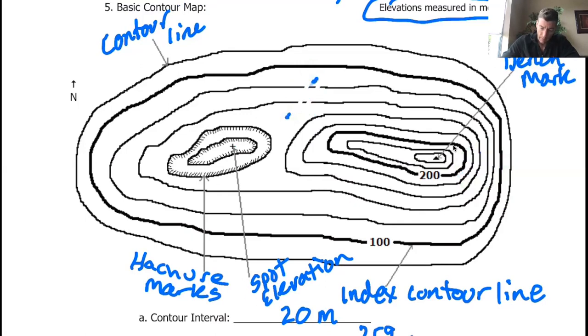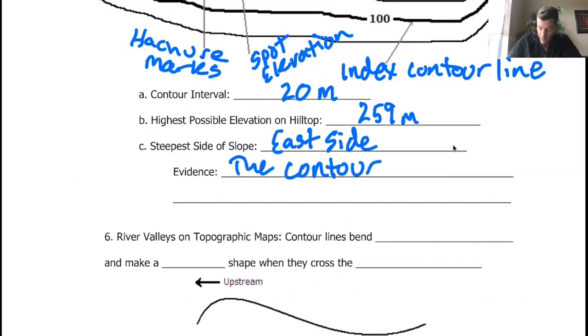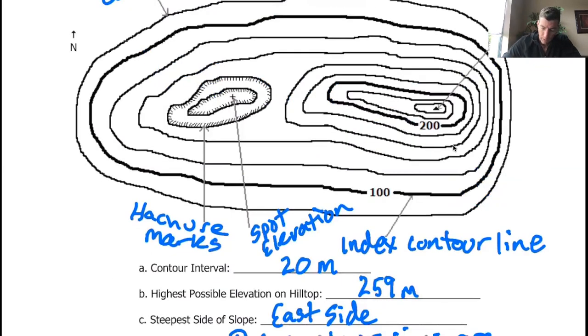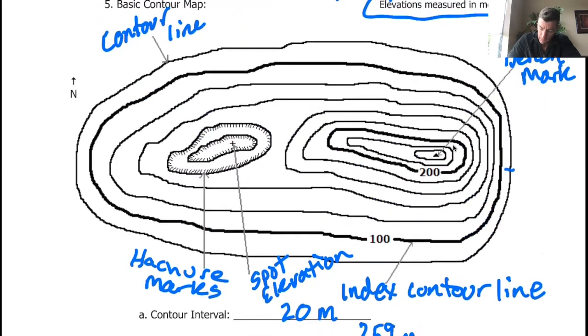So let's go down and label that. I'm getting rid of all the marks. So we're going to say the east side. And here is the reason. The contour lines are closer together in the east. That means rapid elevation change and steep slopes. So if you were hiking, it would be a harder hike on the east side versus somewhere over here, which isn't as steep. It would be a more gentle hike.